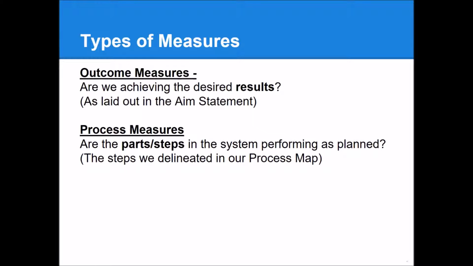Process measures are things that you measure to see if the parts or steps in the system are performing as planned. In other words, steps in that process map that you made, you can measure things about those steps to see if they're happening as they should or when they should. And often you can get this data much faster than you can get your outcome measures, and that can help you influence your system or make changes to your system and not have to wait the many months or years sometimes that you need to wait to get outcome measures.